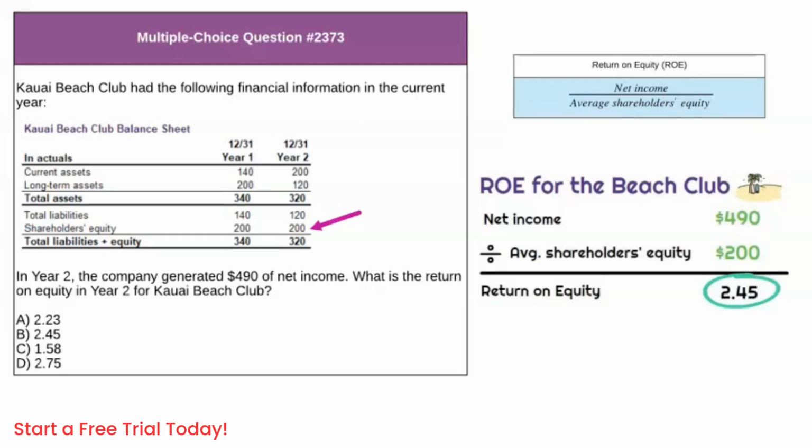So we take $490 of net income, divide by average shareholders' equity of $200, and we get 2.45, right? So that's the return on equity for the Kauai Beach Club. So 2.45 is the correct answer.